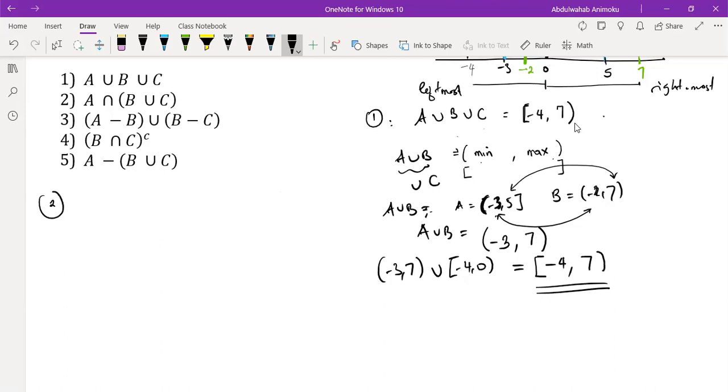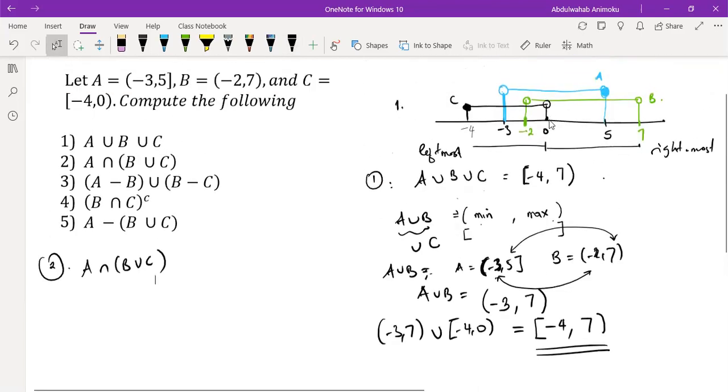Now let's come to the second question. The second question says A intersection B union C. We already know how to find B union C, so let's just quickly do that. So B union C would be the minimum of -2 and -4. So we are finding this set now, A intersection.